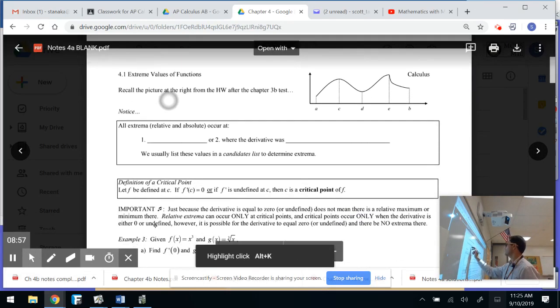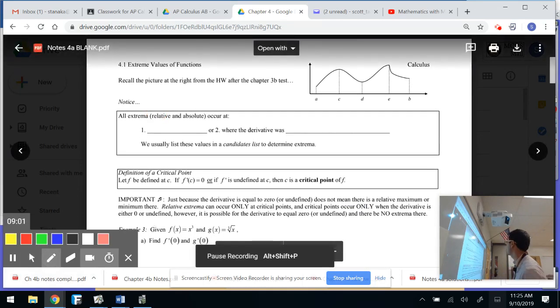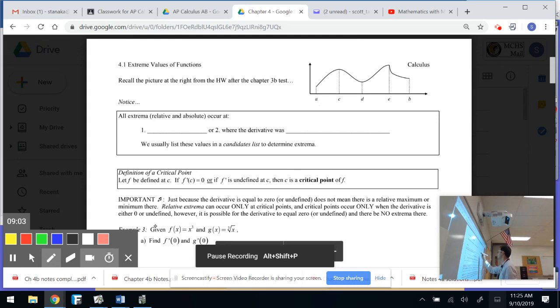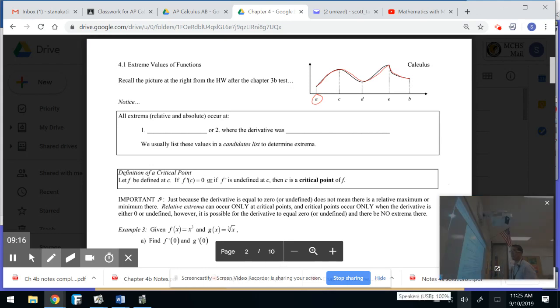Recall the picture to the right in the homework. I hope we had time to do this. If we didn't, here we go. Let's define all of these things. What's A? Remember, that would be a minimum. Well, shame on me. This is definitely continuous, and it's definitely a closed interval.